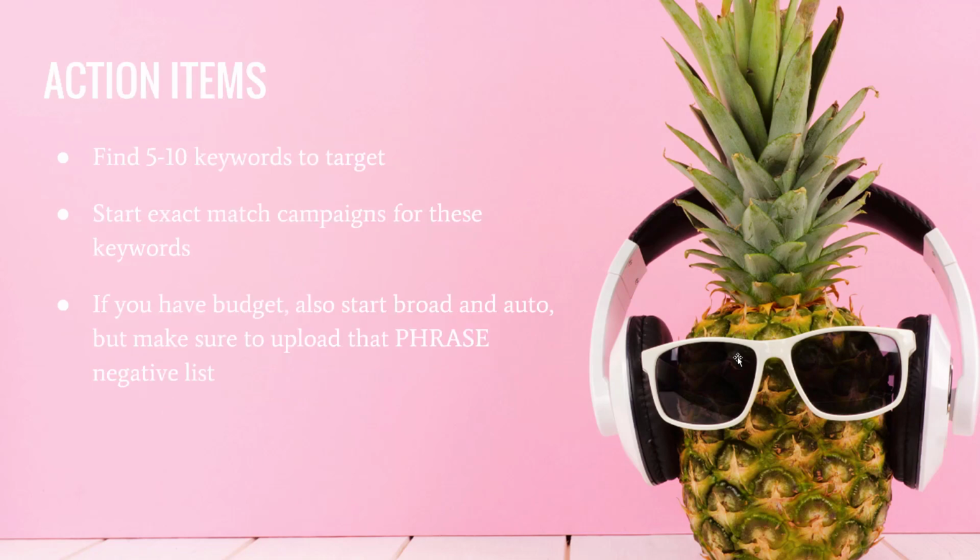So what are your action items for this first part? Find 5 to 10 keywords to target. Start exact campaigns for these keywords, and then if you have the budget, also start a broad and an auto, but make sure you upload that phrase negative list right away.